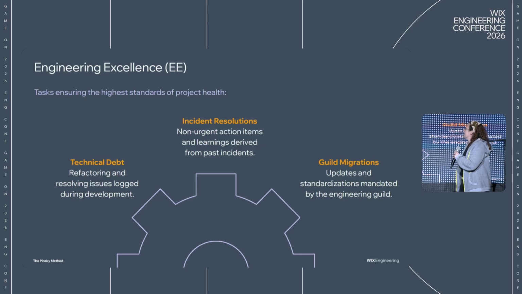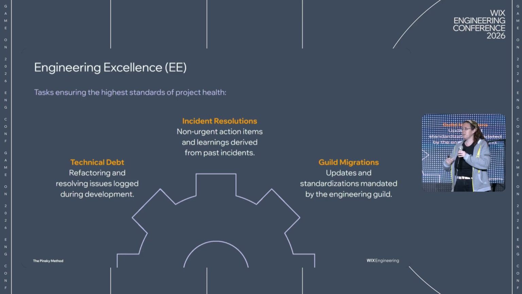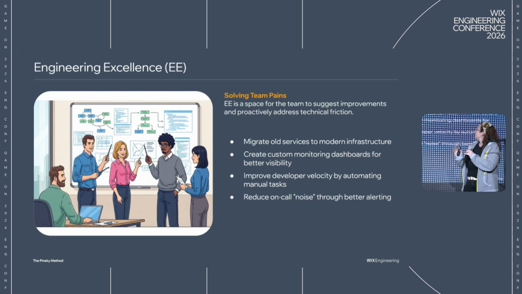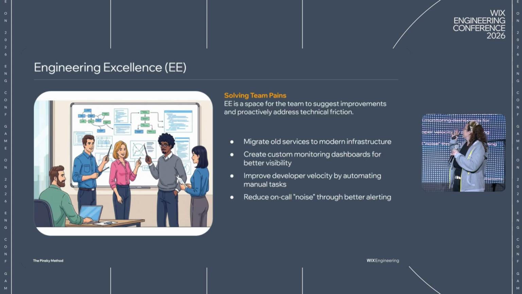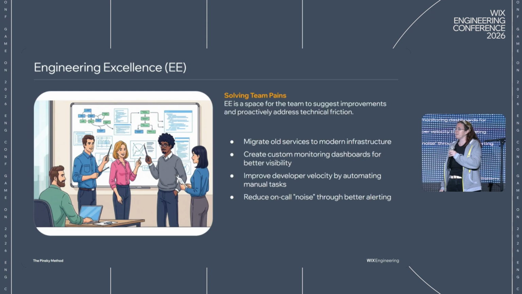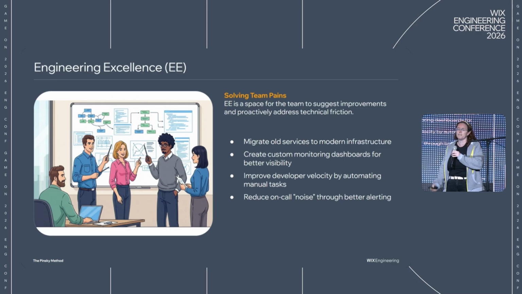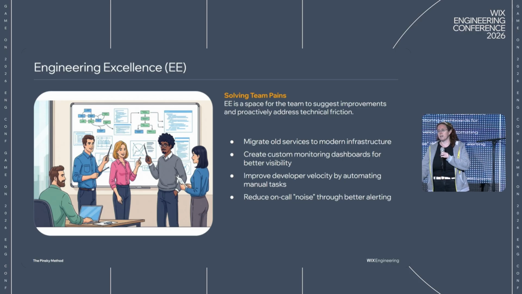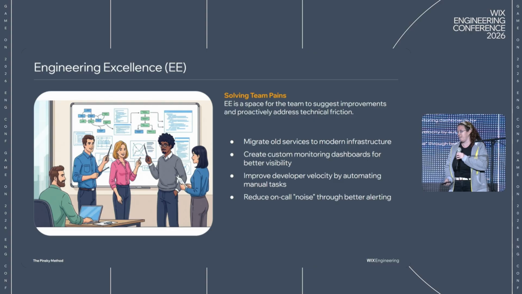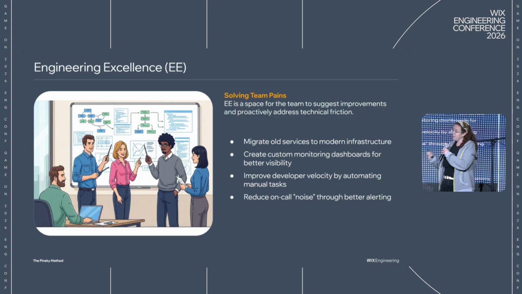So the idea with engineering excellence is we want to have the highest quality of code, and we want to make sure that it's ongoing. And it's important to understand that a lot of those tasks come from the team. So we want to really solve the team's pains. So every quarter we ask the team, what pains do you have? What kind of tasks do you want us to work on? And then I put a few examples.